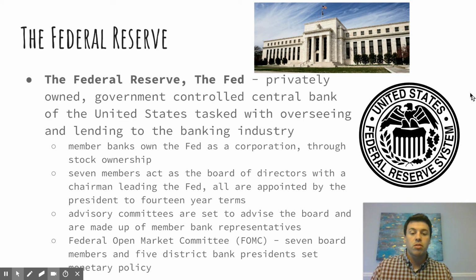There are also advisory committees that are set up to advise the board, and they're made up of member bank representatives. So there's that connection there to the smaller banks, and then also the Federal Reserve itself. And it's just kind of loose. It organizes everything together and gets everyone on the same page. And also they have this Federal Open Market Committee where the board members and the district bank presidents set monetary policy, which again, is going to be a later video that we're going to get into.